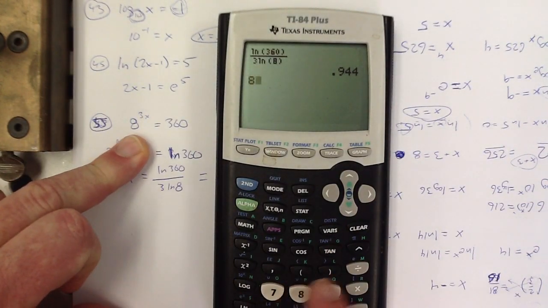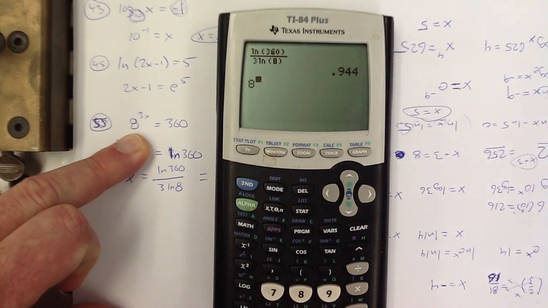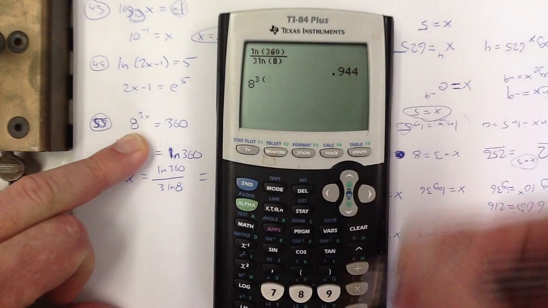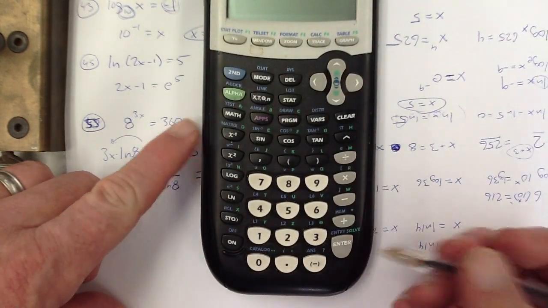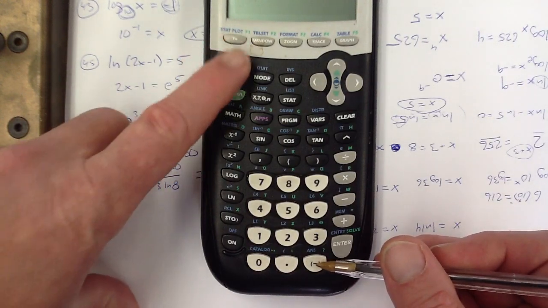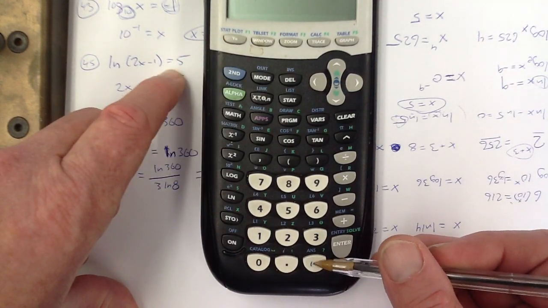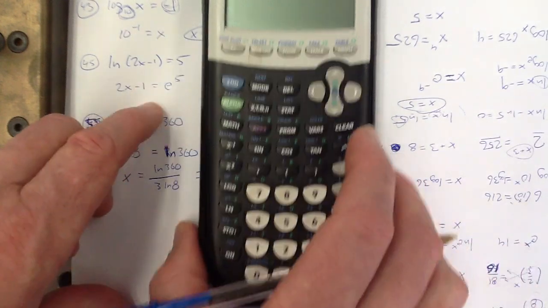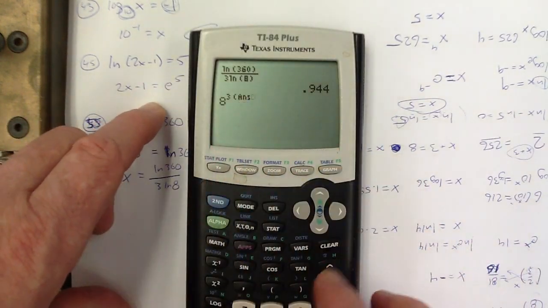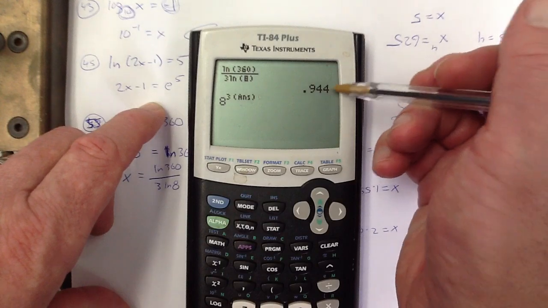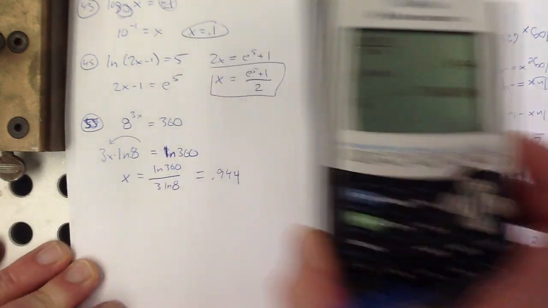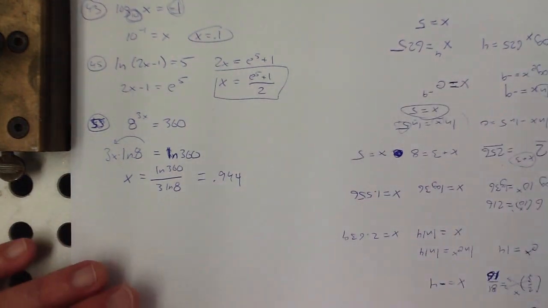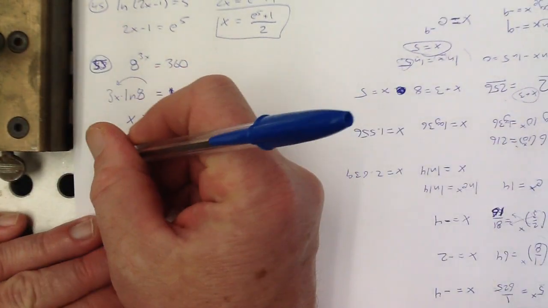So let's see. So 8 raised to the 3 times. Did you know you could bring up the last answer that you had by doing this second and the subtraction, or the minus sign rather? So I can do second answer, and it puts answer there, which means it's the last number that I put in there. And that's 360. That's what we want. All right.